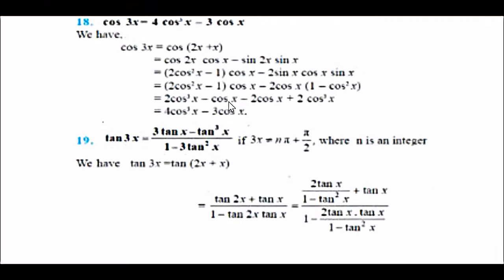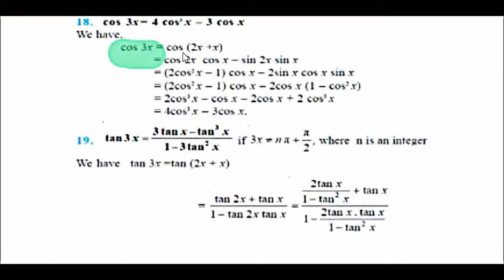So far we have discussed a few identities of the trigonometric expressions. Now we'll take a few more. So cos 3x is equal to 4 cos cube x minus 3 cos x. How are you going to get this? First, this 3x needs to be written in the form of 2x plus x. So 3x is nothing but 2x plus x.